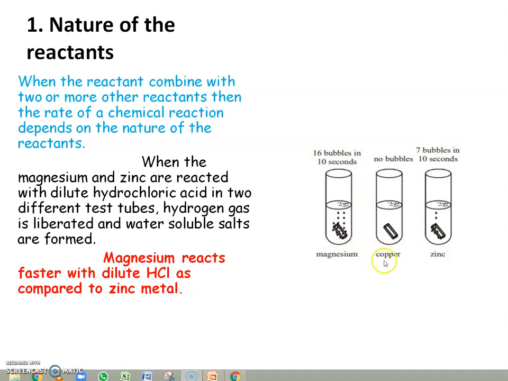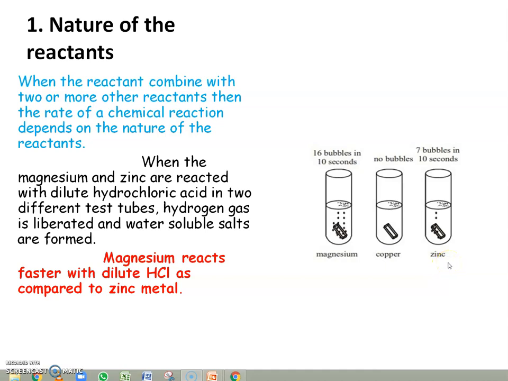At the same time, in another test tube, when the reaction is carried out between zinc and dilute hydrochloric acid, 7 bubbles evolved in 10 seconds, and in the middle test tube you will find that there is no reaction between copper and hydrochloric acid. So from this example we can conclude that in case of magnesium the rate of formation of bubbles is more. In case of zinc the formation of bubbles is less.